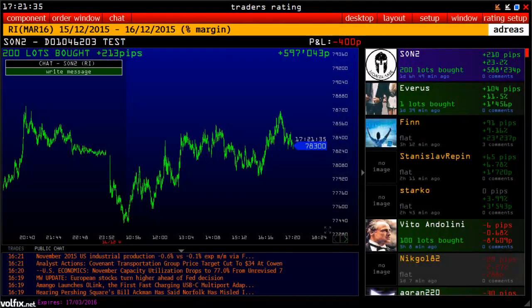Today we compare the program VOLFIX with the popular platform MetaTrader 4. We look at and compare the pros and cons of MetaTrader 4 and the VOLFIX program.